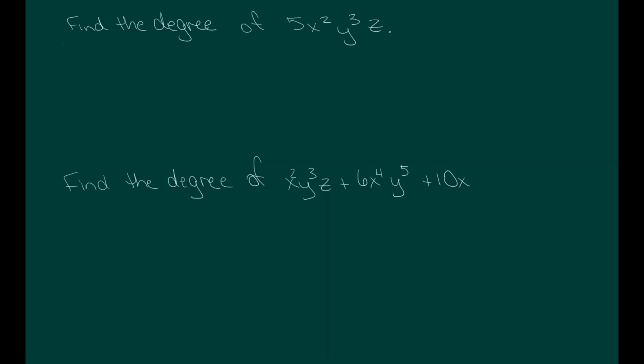When we're finding the degree, you basically add up all of the exponents of each term. For example, in this first problem, it's 5x squared, y cubed, and z. So the x has a 2, the y has a 3, and the z is assumed to have a 1. You add those all up and get 6. So it has a degree of 6 for that monomial.